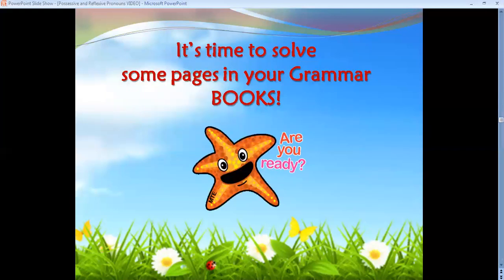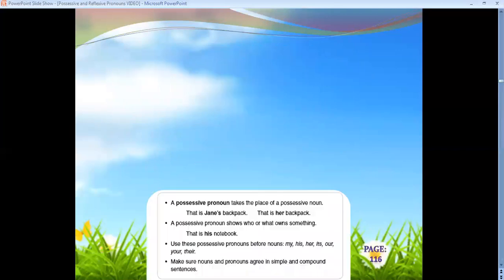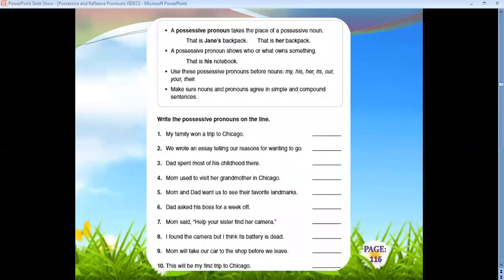It's time to solve some pages in your grammar books. Let's do this. Page 160. We need to write the possessive pronouns on the line. Of course, before writing, we need to read each and every sentence and check, and then decide where's the possessive pronoun and write it. But because I'm explaining, I'm not going to write them directly. We're going to circle them together and explain some points. Okay? Let's start with number 1.